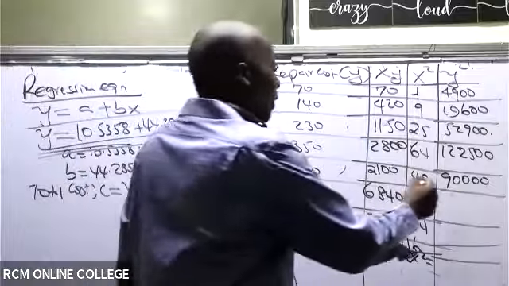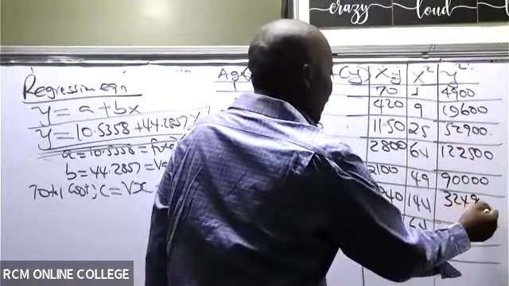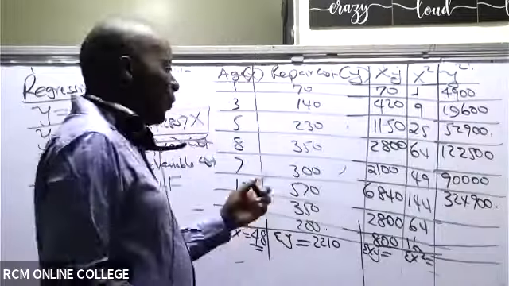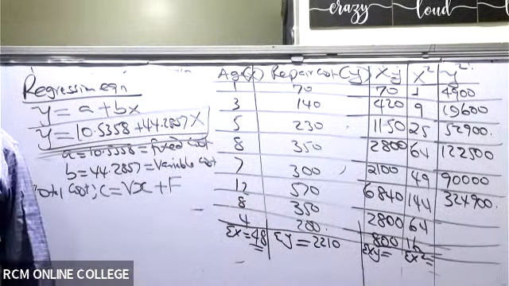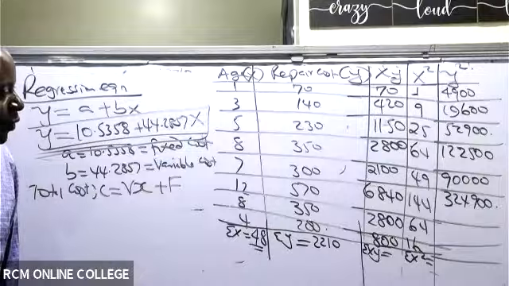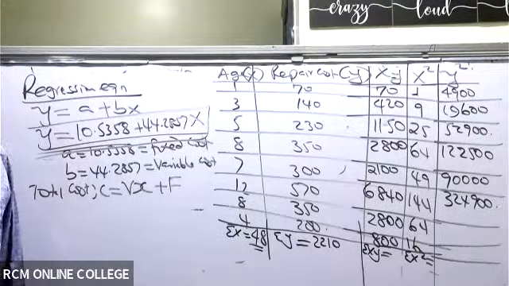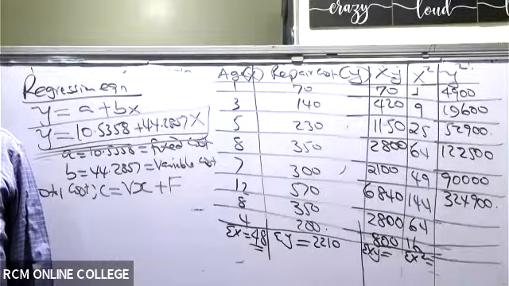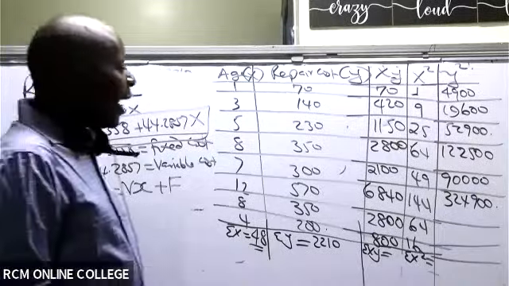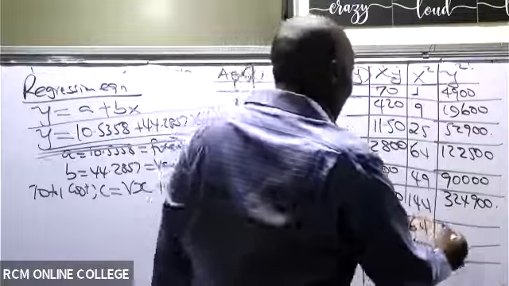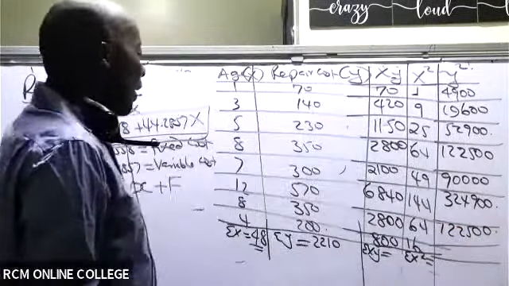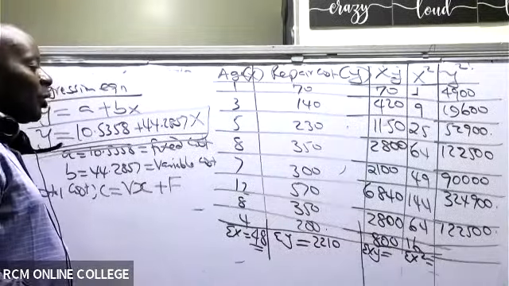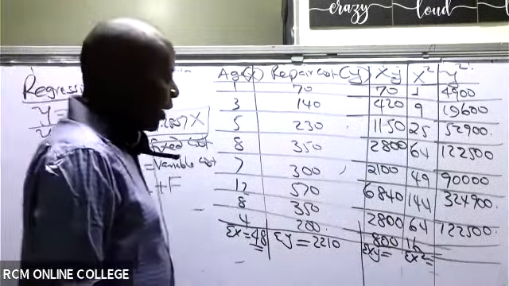324,900. Then we have 350 squared. I think I had it somewhere. Nope. But it shall overcome. 122,500. It's here, yes. 122,500. And lastly, it is 200 squared.